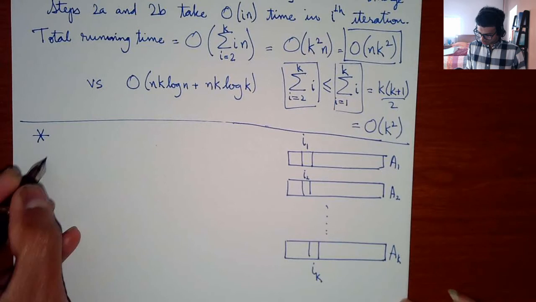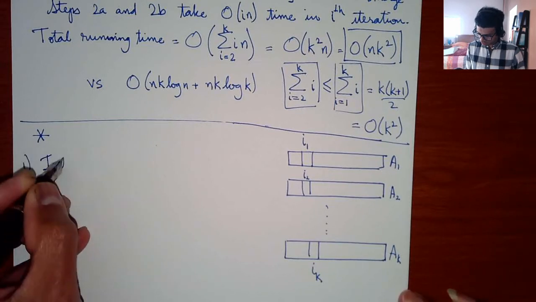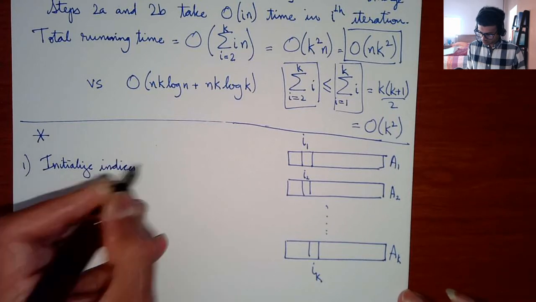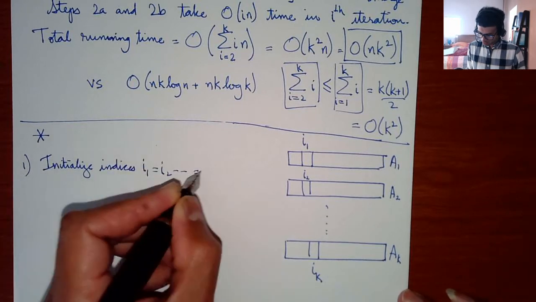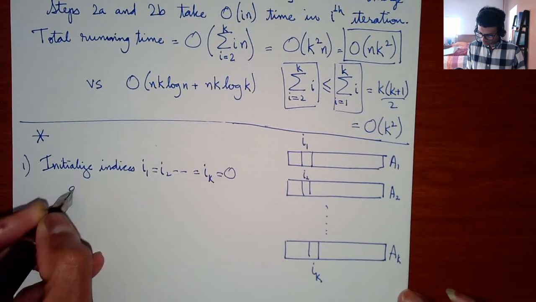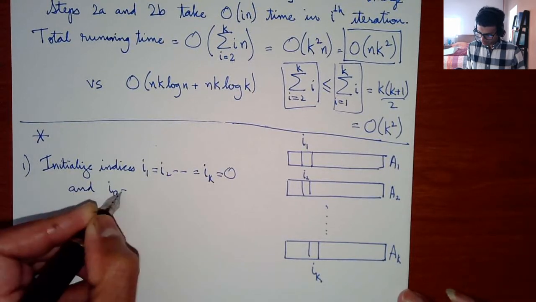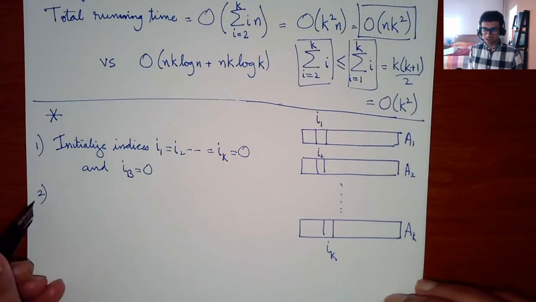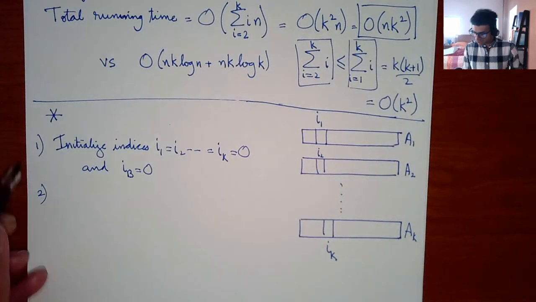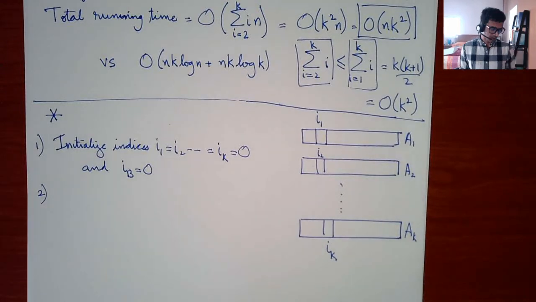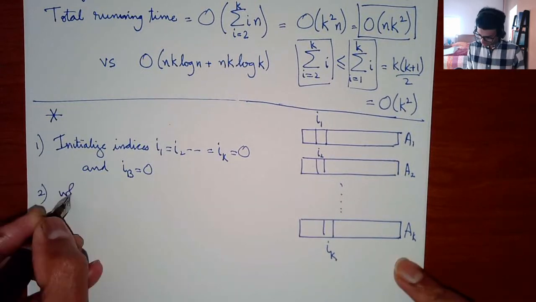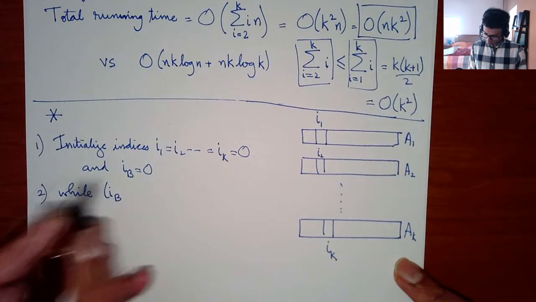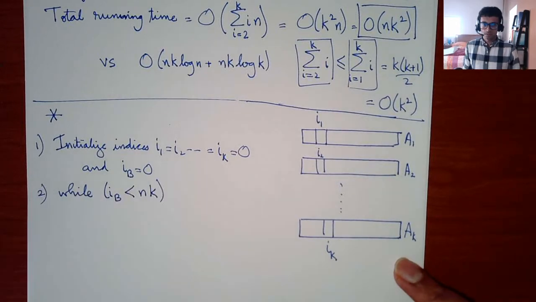So step 1 is initialize indices i1, i2 to ik equal to 0 and i_B equal to 0. Then I can do the merge step. You don't really have to number it necessarily. I'm just numbering it so that I can refer to that statement more easily. So I'll say while i_B is less than nk, while it's less than the total.